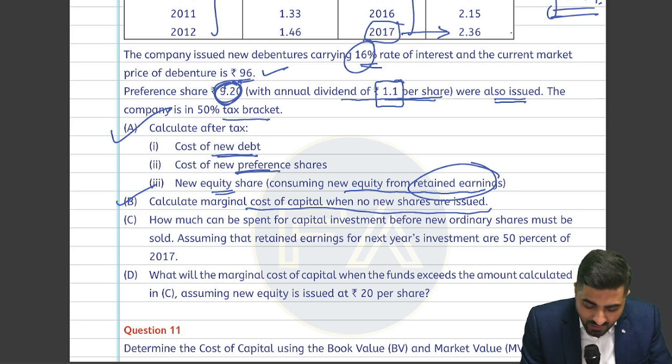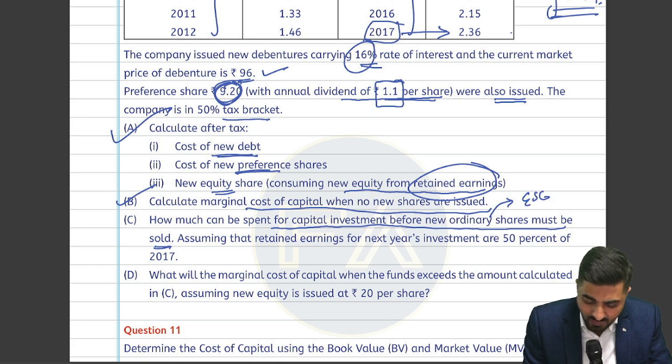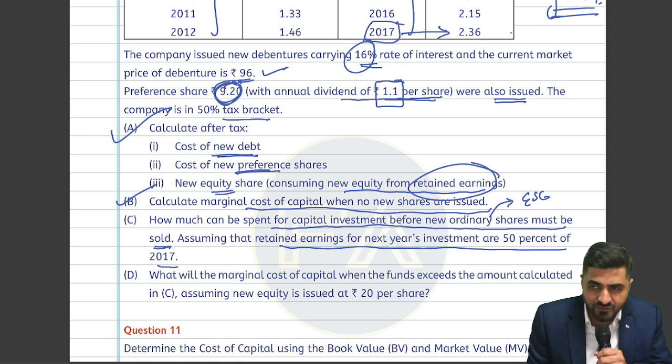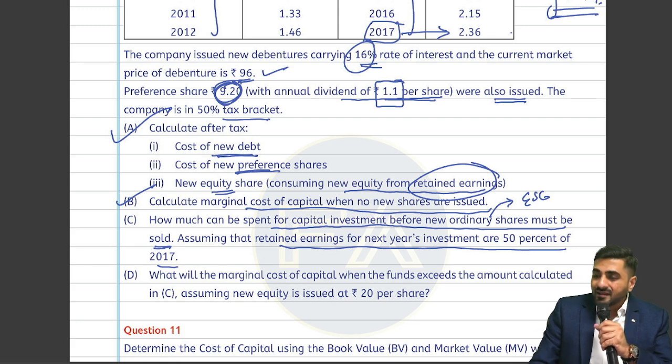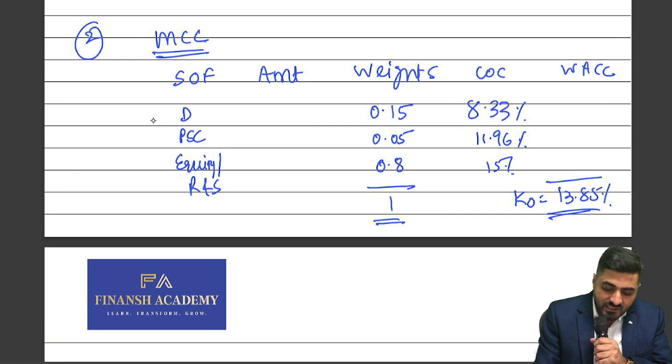What is the third part? How much can be spent for capital investment without issuing new ordinary shares? Ordinary means equity shares. Now, out of these sources, even if I have one source available, then I can get the total amount.